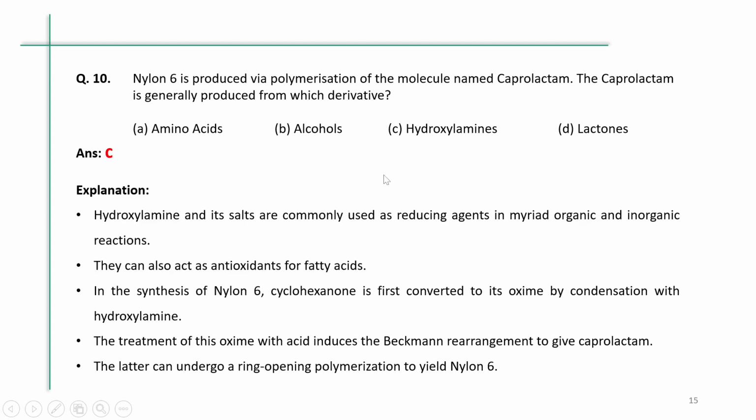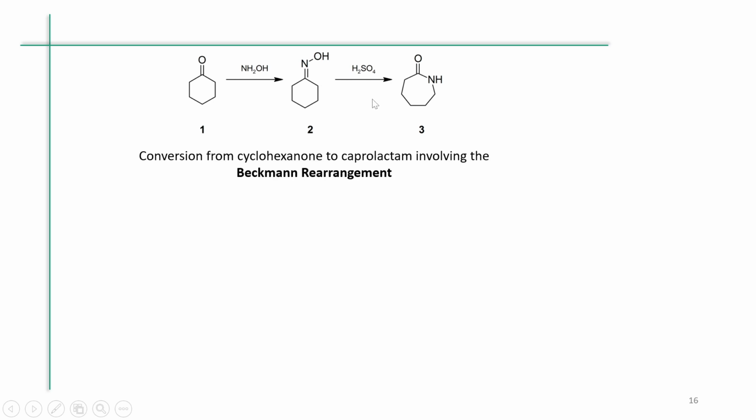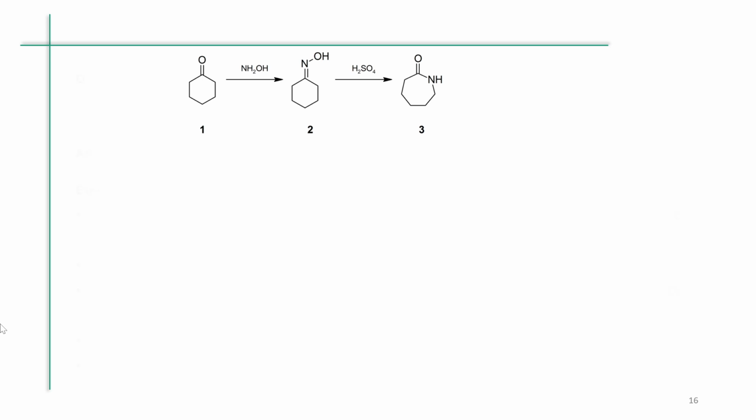How is this happening? Hydroxylamine and its salts are generally used as a reducing agent in inorganic and organic reactions. They can also act as antioxidants for fatty acids. In the synthesis of nylon 6, the cyclohexanone is first converted to oxime by condensation with hydroxylamine. We can see the reaction. This is the synthesis of caprolactam, where cyclohexanone is allowed to react with hydroxylamine followed by Beckmann rearrangement, to produce this caprolactam.